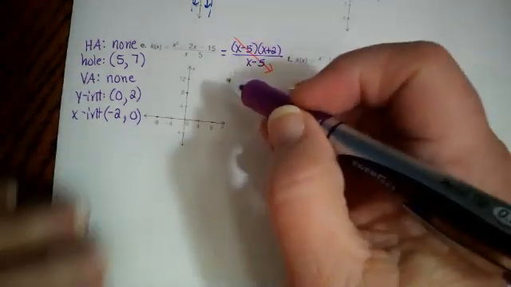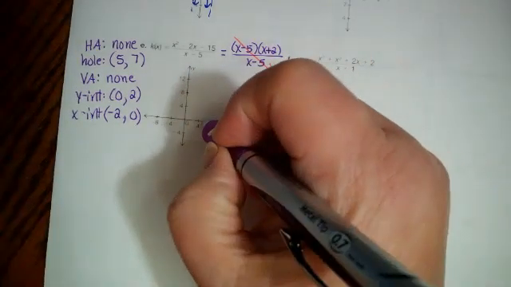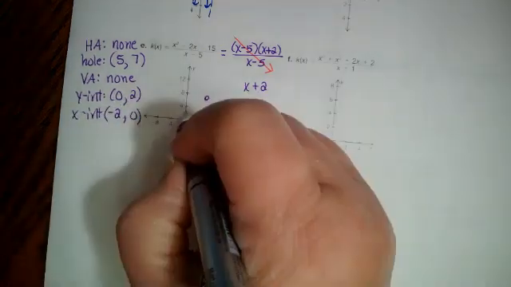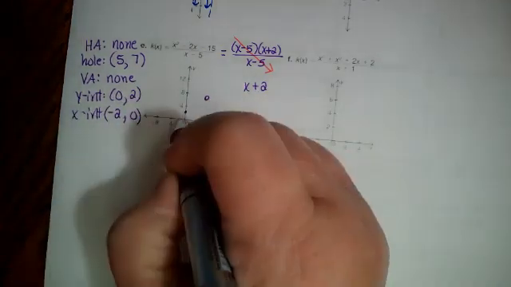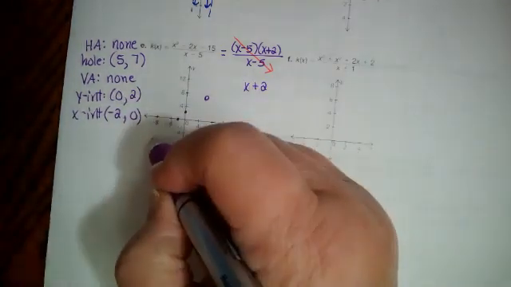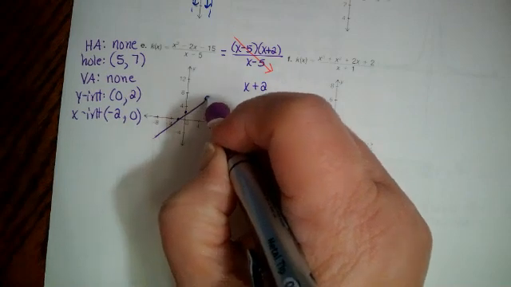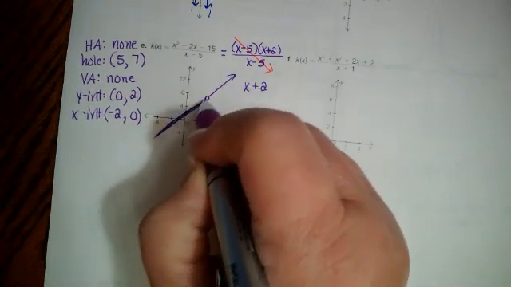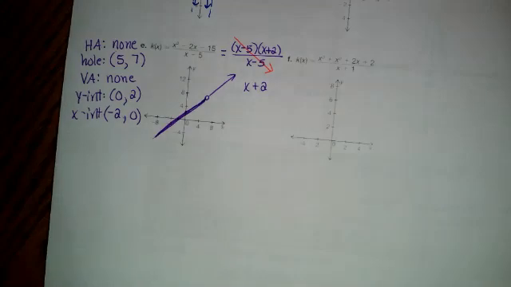So there's a hole at 5, 7. So 5, 7, put a hole. 0, 2, negative 2, 0. And it's just a line. It goes through here and skips over the hole. Well, pretend like that's a line. And that's what happens if your denominator cancels out.